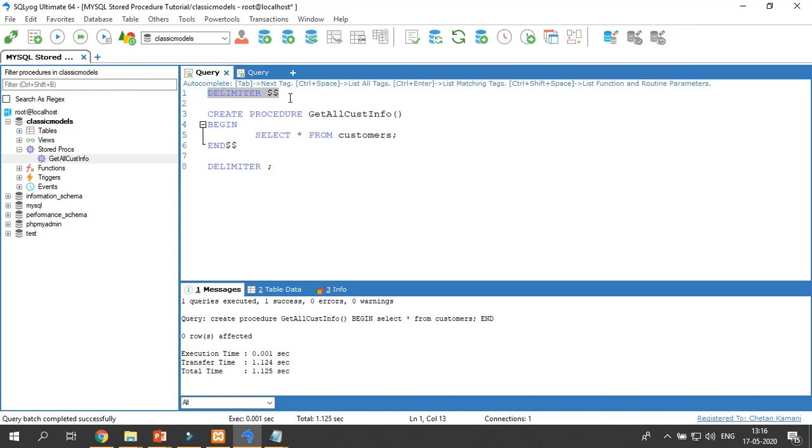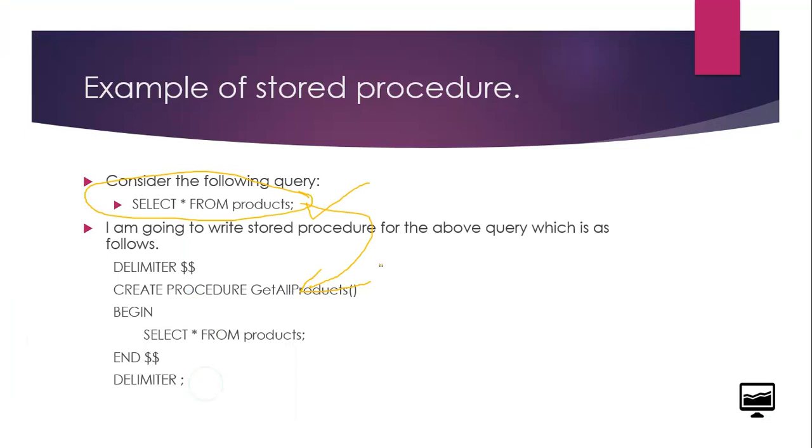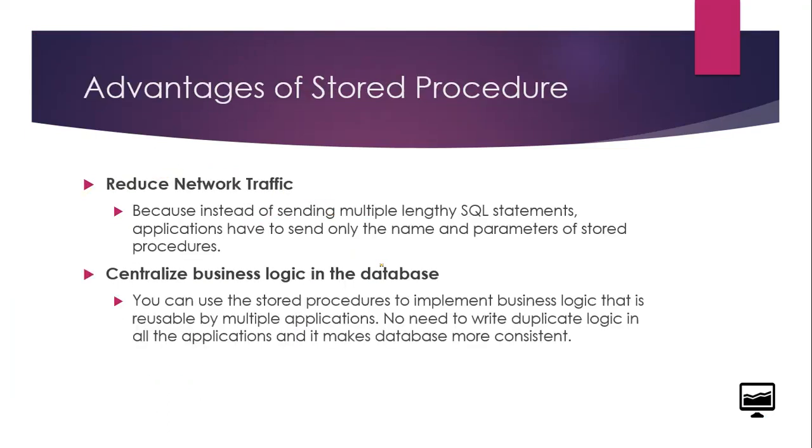Okay, I hope you get how to write this stored procedure. You first have to specify the delimiter. If you do not specify the delimiter, you will get an error. Then create procedure. This is a fixed keyword. Then specify the name of the procedure, and it starts with the begin, ends with the end keyword and delimiter, and you have to specify the logic over here. Okay, I hope you get it. Now get back to the stored procedure.